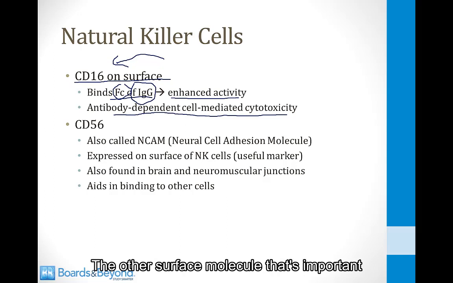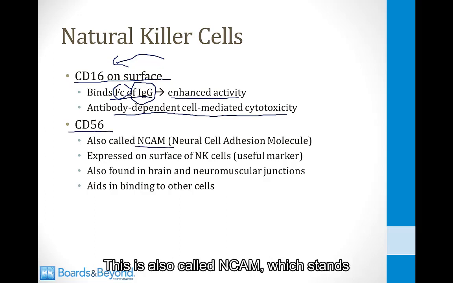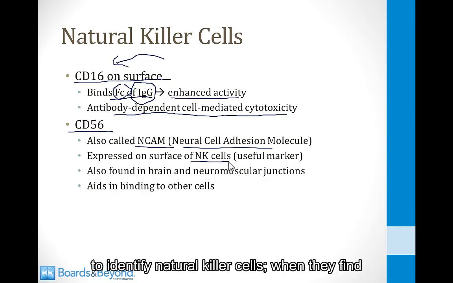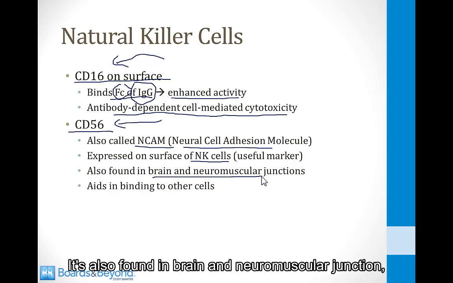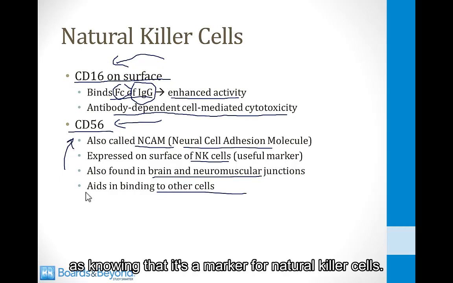The other surface molecule that's important to know about is CD56. This is also called NCAM, which stands for neural cell adhesion molecule. It's a commonly used marker to identify natural killer cells. When they find that cells express CD56, they know that they are natural killer cells. It's also found in brain and neuromuscular junction, and it aids binding of other cells, but its function is not as important as knowing that it's a marker for natural killer cells.